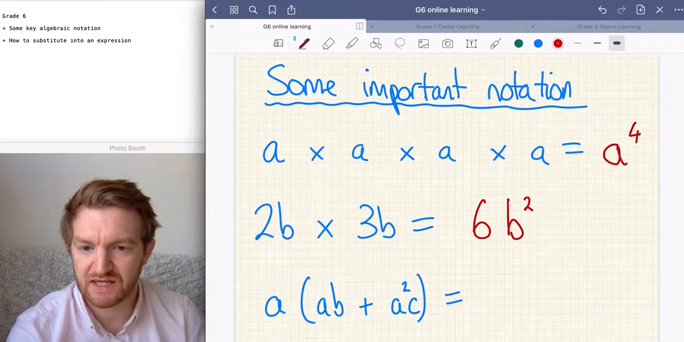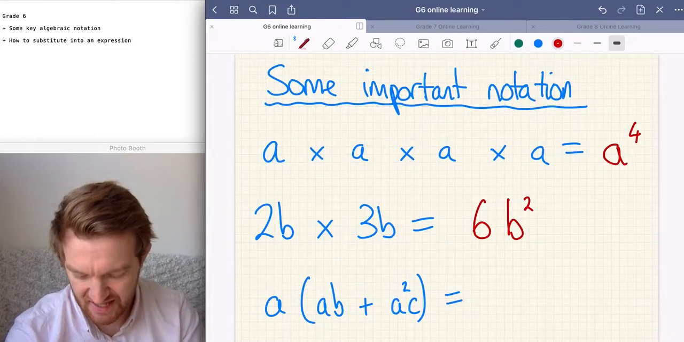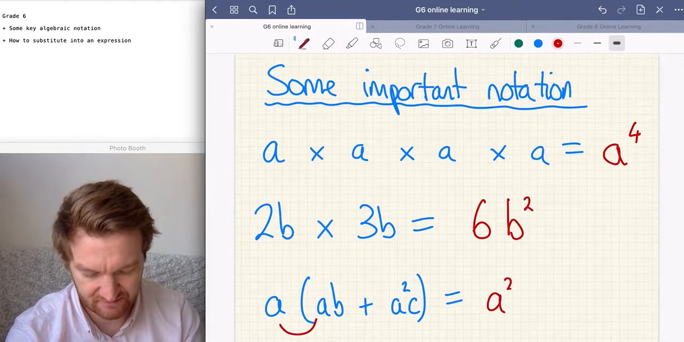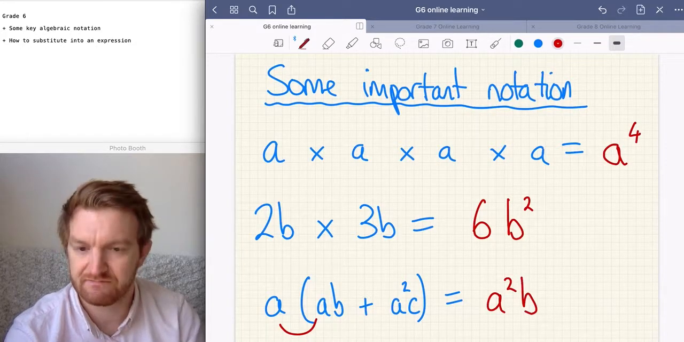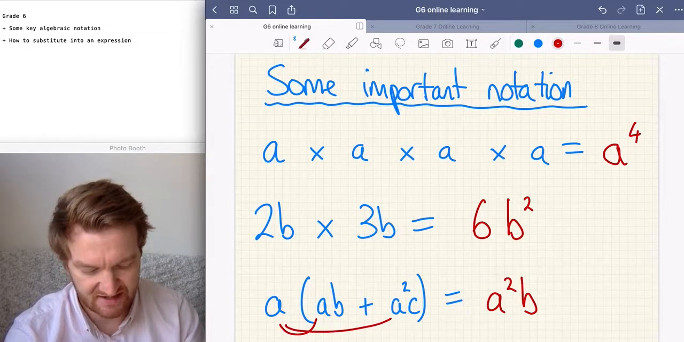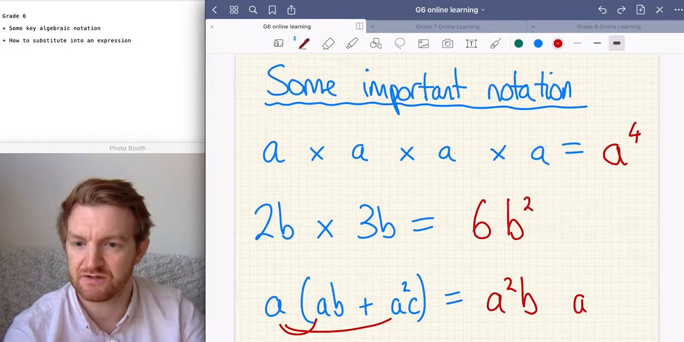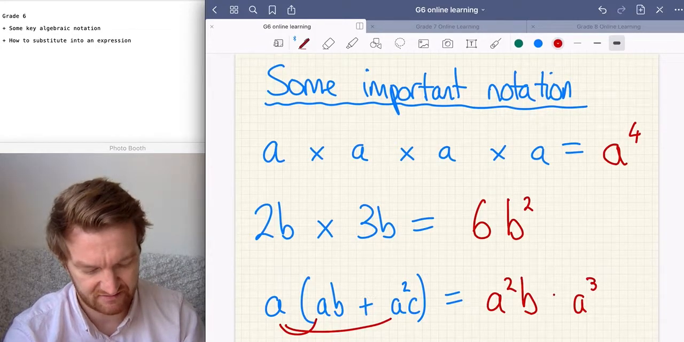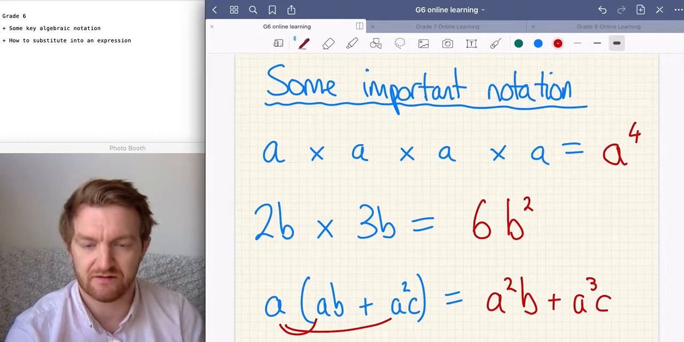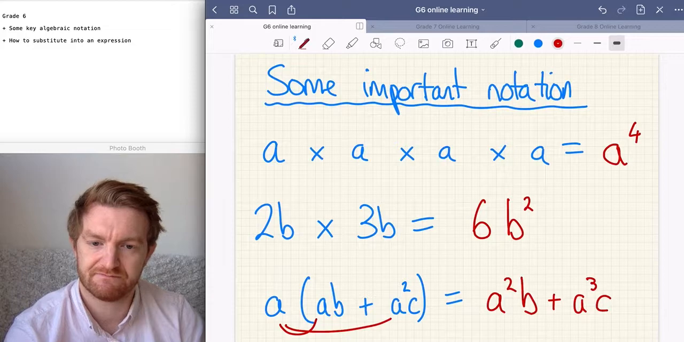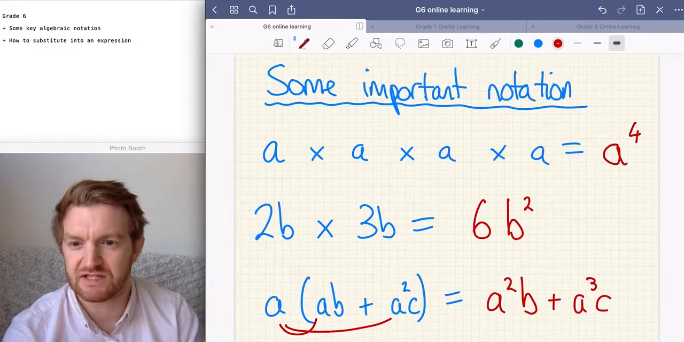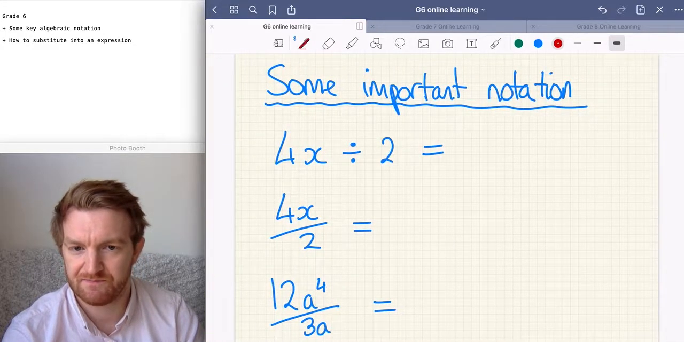Finally, we have a complex bracket like this. We'd say A times A is A squared, but we've also got the B. A times A is A squared, but we've got 3 of them now because we've got 1 outside and 2 inside. That makes 3 altogether. We've got the C on the end. We've got lots of these to get through, so let's jump straight to the next one.